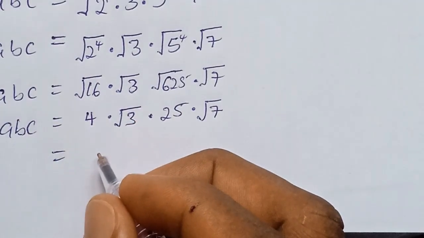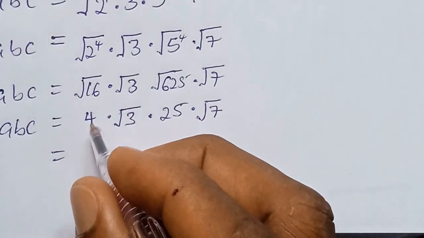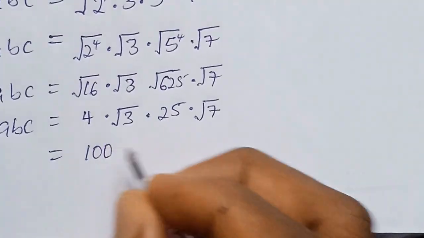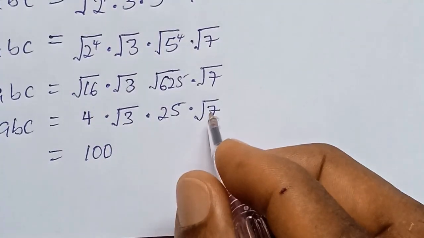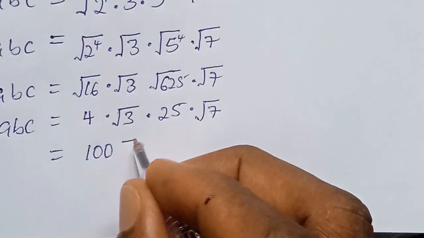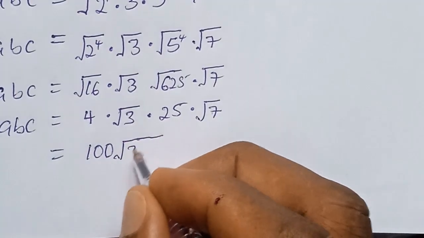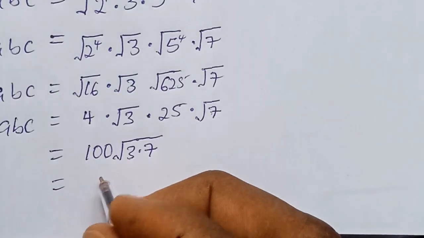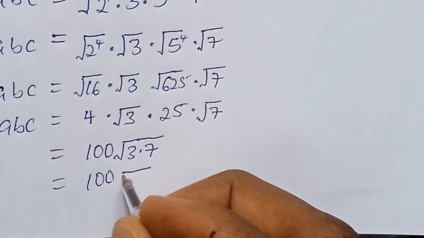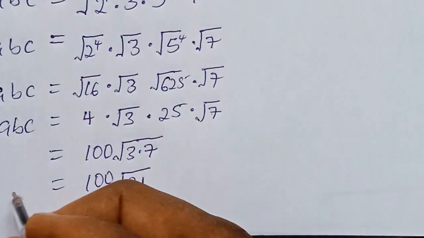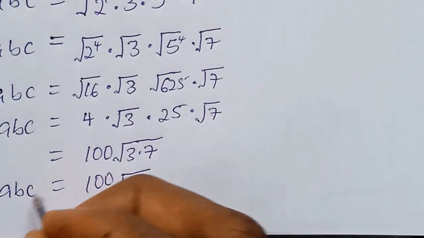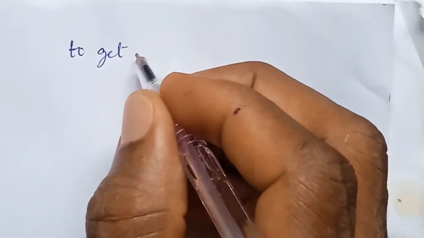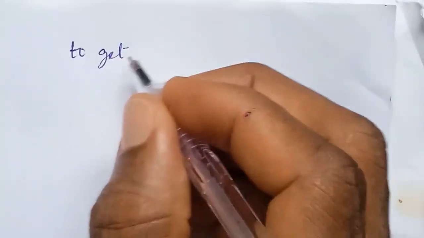And this can be equal to this multiplied by this, that's 4 multiplied by 25. I will have 100. Then I can multiply this together as well. So I'll have square root of 3 multiplied by 7, and this is equal to 100 square root of 21, and this is equal to ABC. Need to find the value of A and B and C.